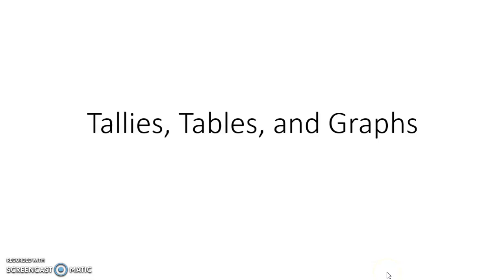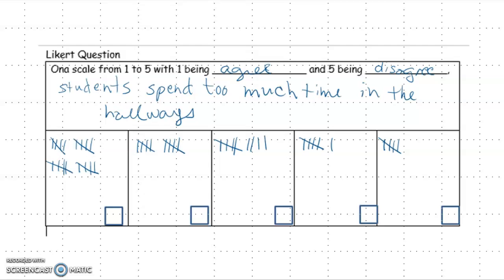In this lesson, we will look at tallies, tables, and graphs and how to complete that piece in our project. So this is an example of the Likert question. On a scale from 1 to 5, with 1 being agree and 5 being disagree, students spend too much time in the hallways. And then we have tally marks that were answered from conducting the surveys to other students.